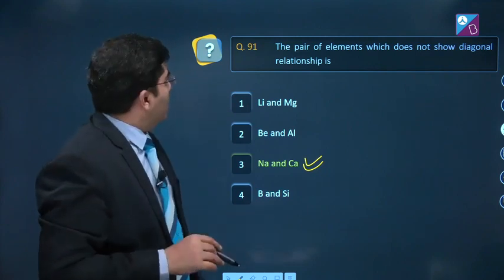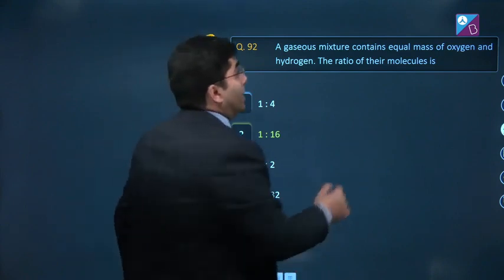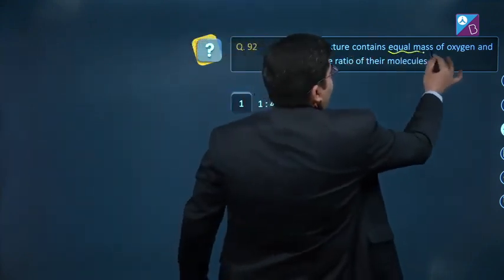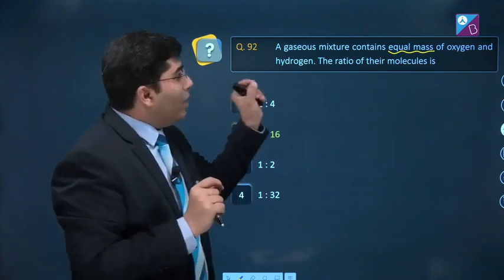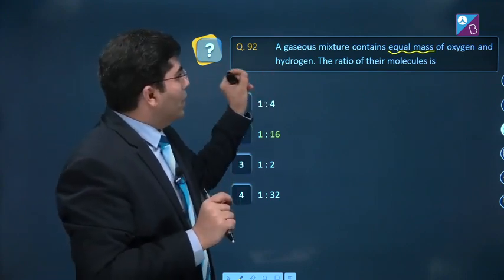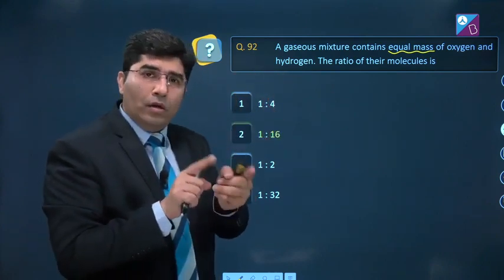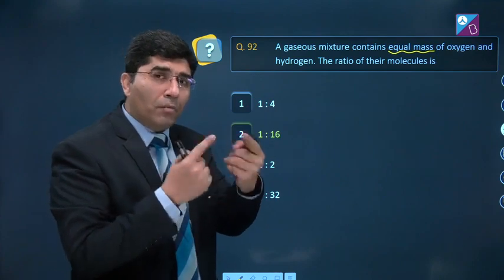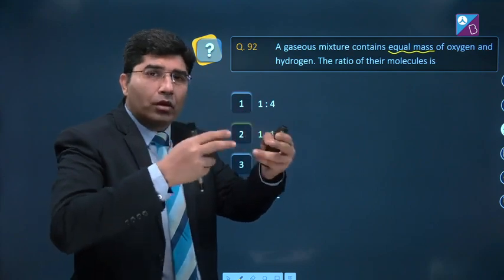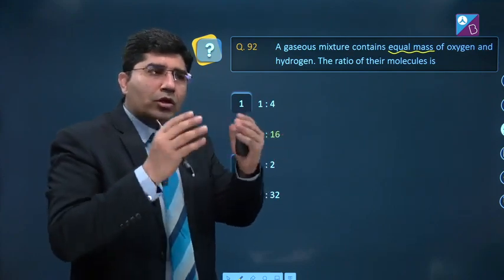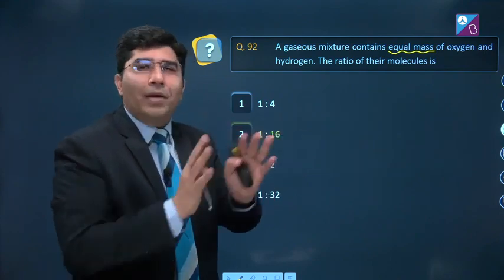Next one is a gaseous mixture contains equal mass of, now the main thing is equal mass. So the key points you should underline, right? Equal mass of oxygen and hydrogen, the ratio of their molecules. Now, weights are equal, right? First we have to find out the number of moles. So this is given, going in my mind, the calculation, the whole plot is there. So first I will find out the number of moles, and from the number of moles I will find out the number of molecules, then I will compare, right?